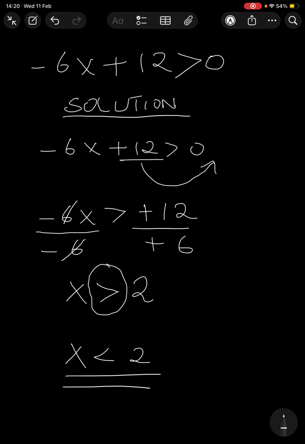So x is less than 2. As you can see, we have divided both sides by a negative number, and I said if you divide both sides by a negative number, you have to change the direction of the inequality sign. Next subtopic, I want us to solve linear inequalities by using graphical representation. So the next subtopic is graphical representation.